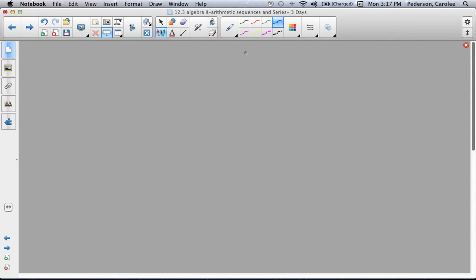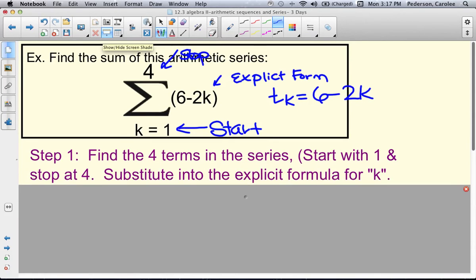So step 1 is to find the terms in the series. We start with the number 1 and substitute 1 in for k, then we substitute 2 in for k, then 3 in for k, and then 4 in.